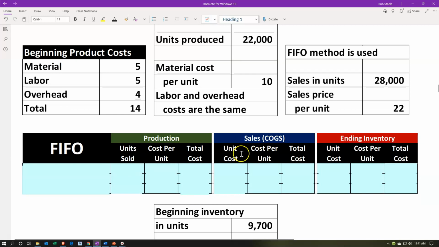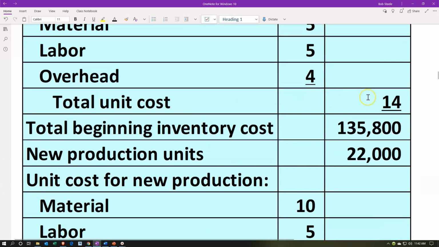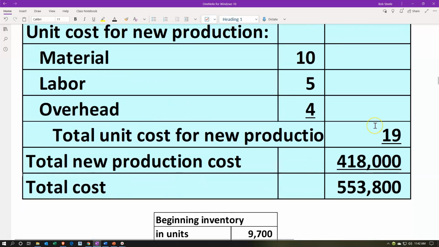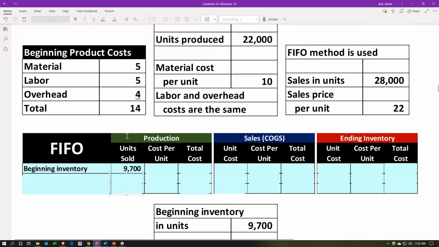First in, first out means we're going to assume we sold the beginning inventory units first, those being the $14 inventory units. So when we think about the inventory units, we're thinking about selling the $14 units first and then the $19 units. So for first in, first out, we have the beginning units, the 9,700 units that we started with up here. The cost of them is $14, which is the 5, the 5, and the 4. If we multiply that out, the 9,700 times the 14 gives us 135,800.